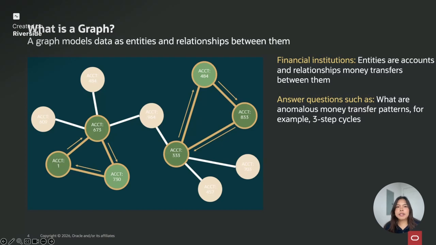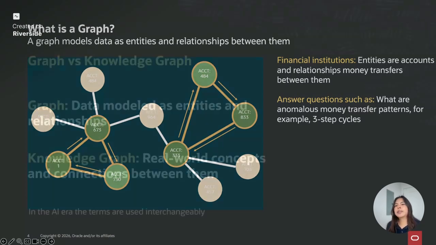One of them is a circular payment chain, right? Where, for example, money leaves from one account, it hops into another account, it hops again into another account, and somehow it ends in the original account. This is a way of understanding that there's an anomalous pattern happening here. And that's how we're able to detect fraud in the financial industry sector, right? When it comes to graphs.